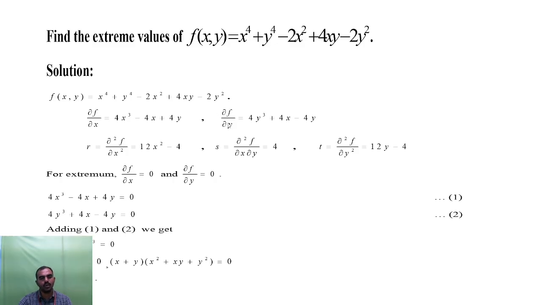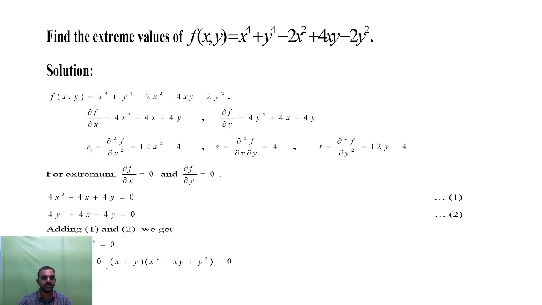Now dou f by dou y, partially differentiate with respect to y. The first term has no y, so 0. y power 4 differentiates to 4y cube. Here there is no y, so the derivative is 0. Here 4x is constant, and y differentiates to 1, so we get 4x. Minus 2 is constant, y square differentiates to 2y, so minus 2 into 2y is minus 4y.